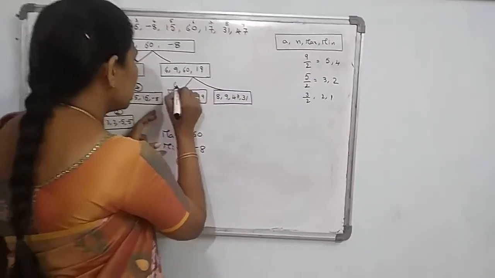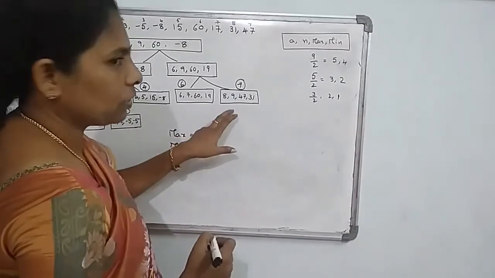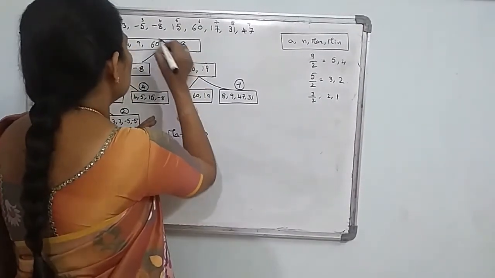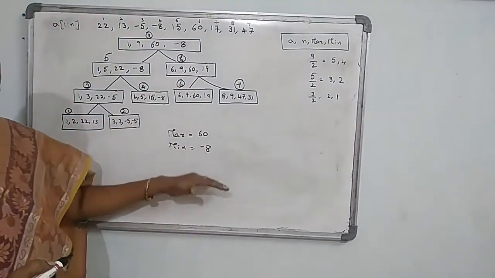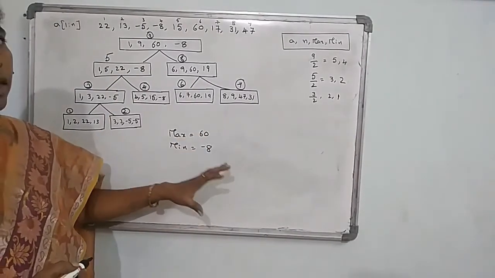So now this is the sixth one and this is the seventh one. Again you can do the 6 and 7, combine this one, it will give the 8. So this is the 9th step. So that means these are the steps you can apply to find out the maximum element and the minimum element within this divide and conquer approach.